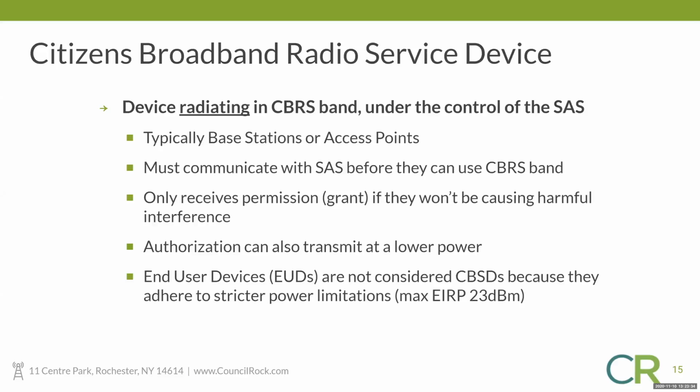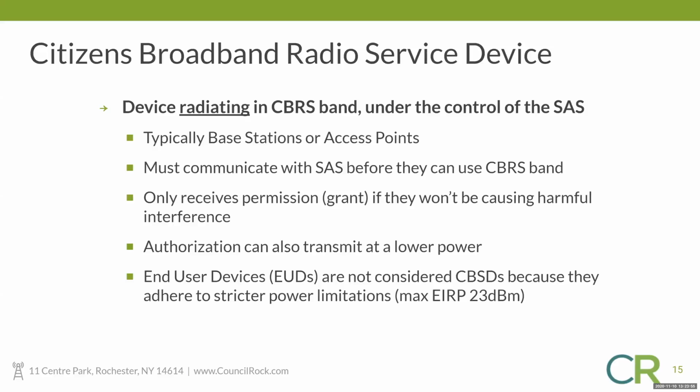If it's a tier 3, they don't have to cause any interference to tier 2 or tier 1. And if they are a tier 2, they don't have to cause any harmful interference to an incumbent. The authorization, they can gain authorization of using the spectrum transmitting at the lower power.